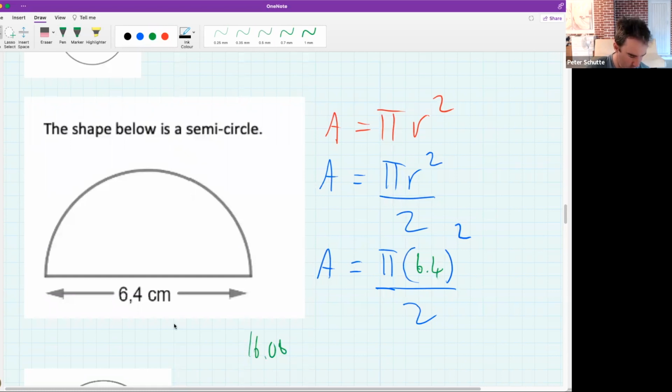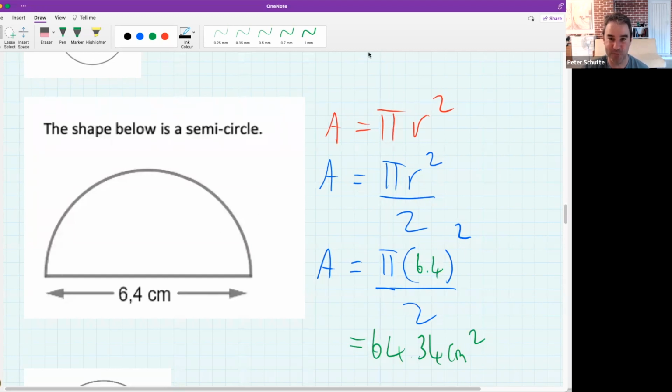So I'm going to go in my calculator, pi times 6.4 squared. And then I'm going to go divided by 2. And I get 64.34 centimeters squared. So would it still be 6.4 because 6.4 is the diameter?